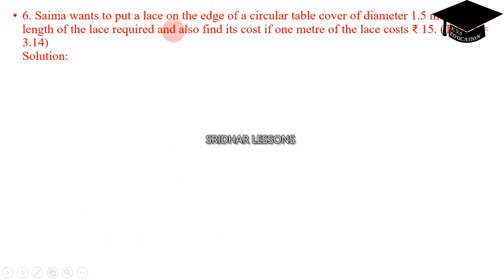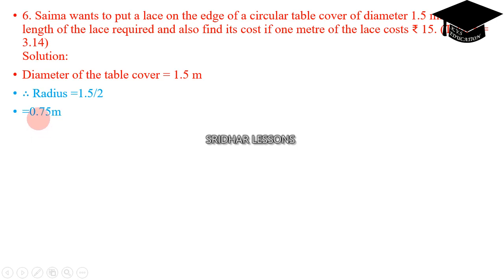Saima wants to put a lace on the edge of a circular table cover of diameter 1.5 meters. Find the length of the lace required and also find its cost if 1 meter of the lace costs 15 rupees. Take pi value as 3.14. Given that the diameter of the table cover is equal to 1.5 meters. Therefore, radius is equal to 1.5 by 2, which is equal to 0.75 meters here.